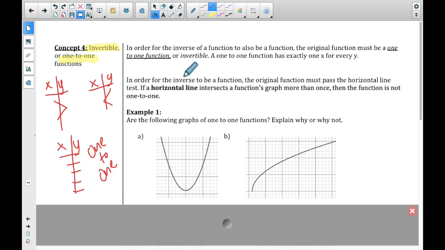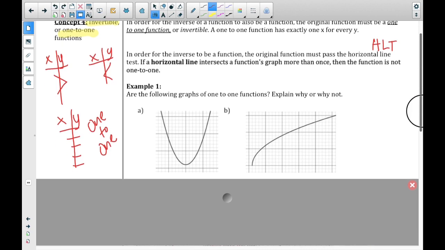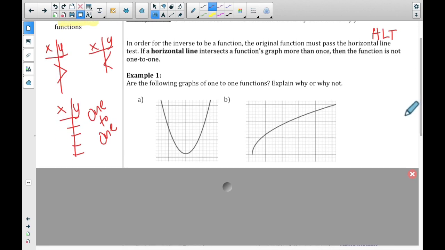Okay, in order for the inverse to be a function, the original function must pass the horizontal line test. Well, that's a little bit confusing because we've been talking about the vertical line test, but now we're talking about the horizontal line test. If the horizontal line intersects the function's graph more than once, then the function is not one-to-one. It's still a function, but it's not one-to-one. Let me show you what I mean.